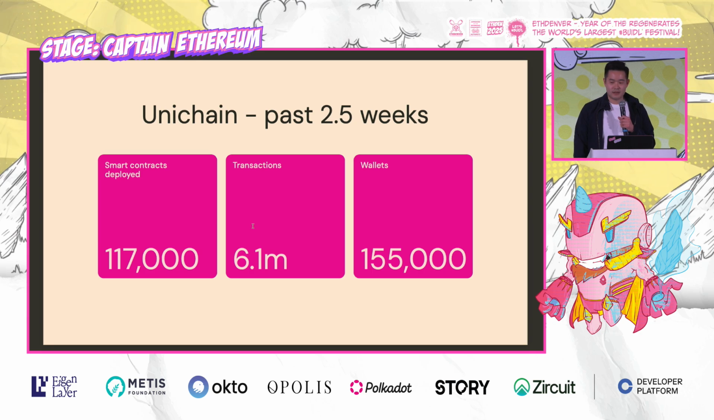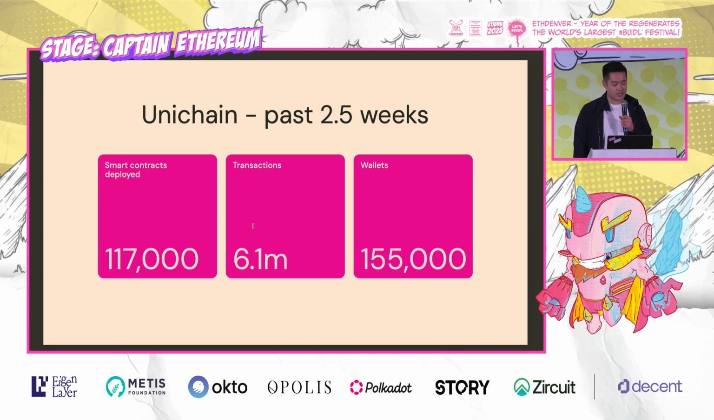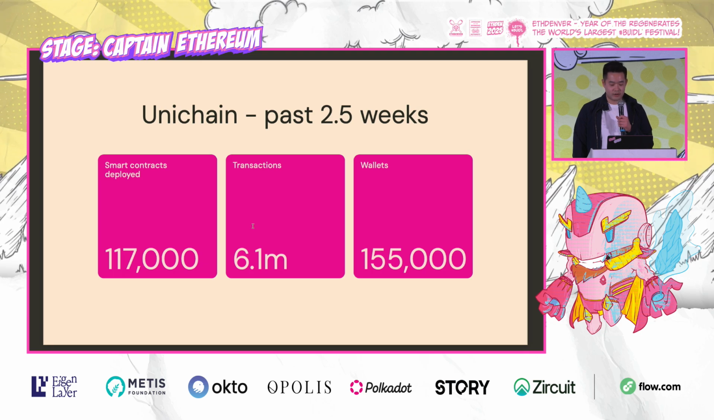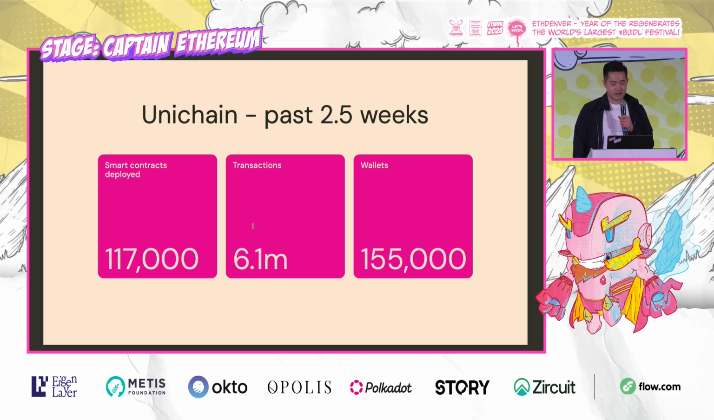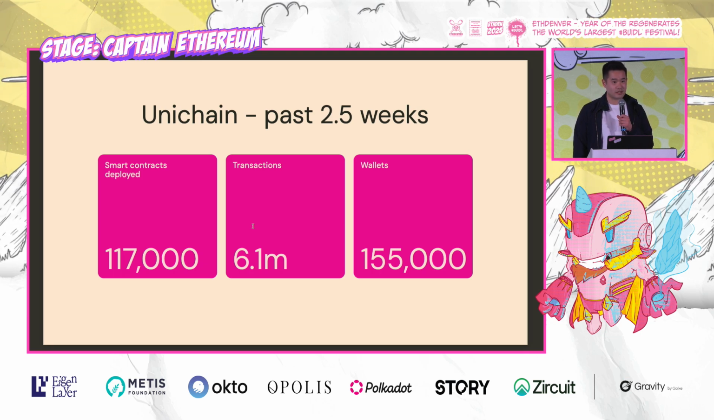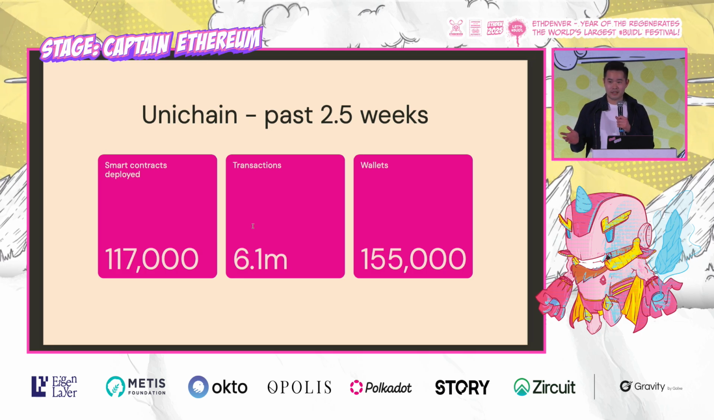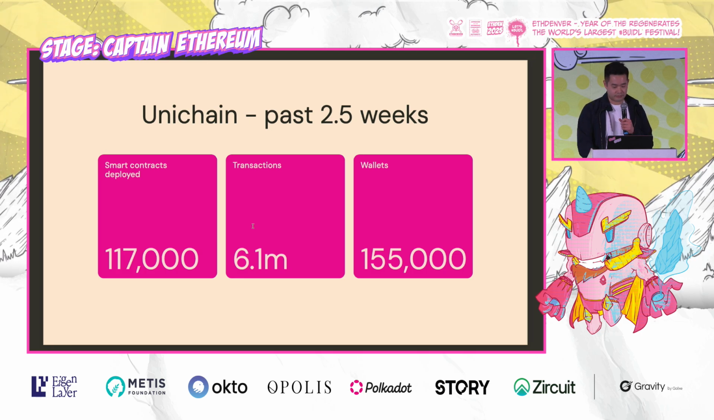First, some stats. Unichain has been live for 2.5 weeks, and in that time, we've seen 117,000 smart contracts deployed, over 6 million transactions, and 155,000 wallets. And that's all organic, unincentivized growth, which we're very proud of.